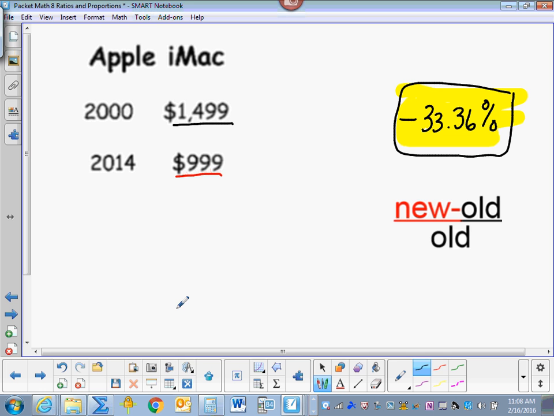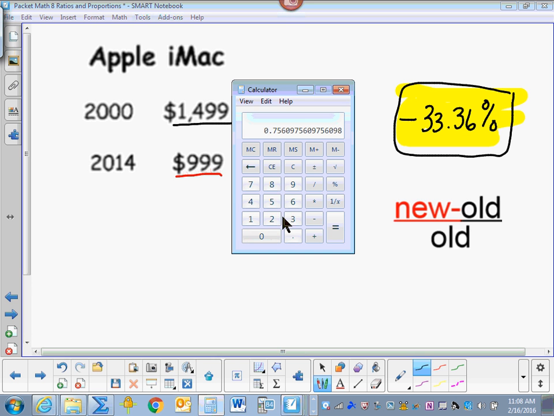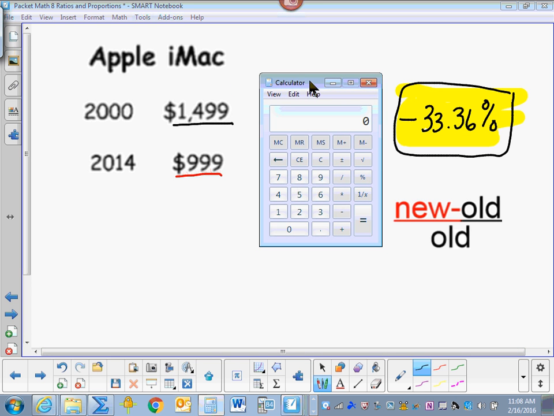And for the Apple iMac, we'll do the same thing. We'll take the new price of $999 minus the old price of $1,499. We'll hit the equal sign, divided by, and then the old price of $1,499. And that results in a decrease in price of approximately 33.36%.